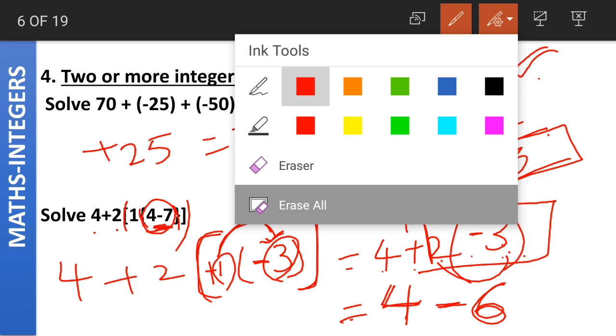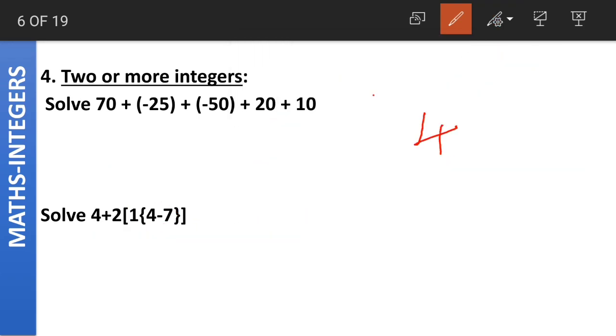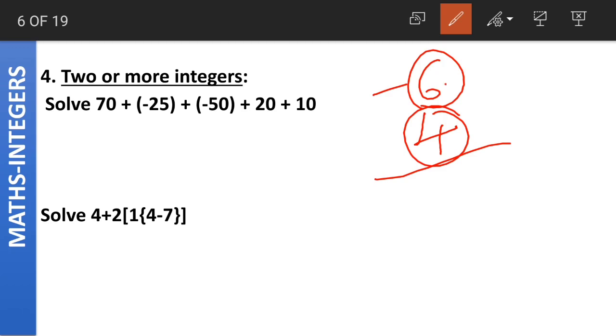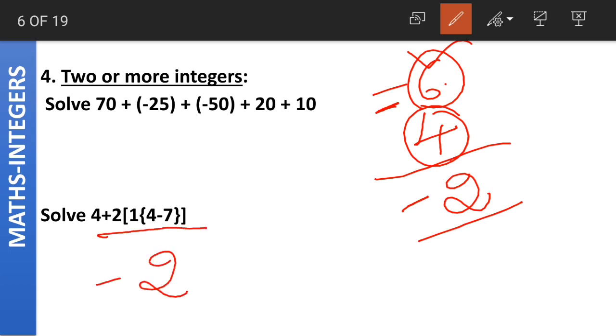Now what is the answer of 4 minus 6? How do we solve this? We subtract the smaller absolute value from the larger absolute value. 6 minus 4 is equal to 2, and 6 is the number with higher absolute value. It has the negative sign, so we put a negative sign for the answer as well. The final answer for this equation is minus 2.